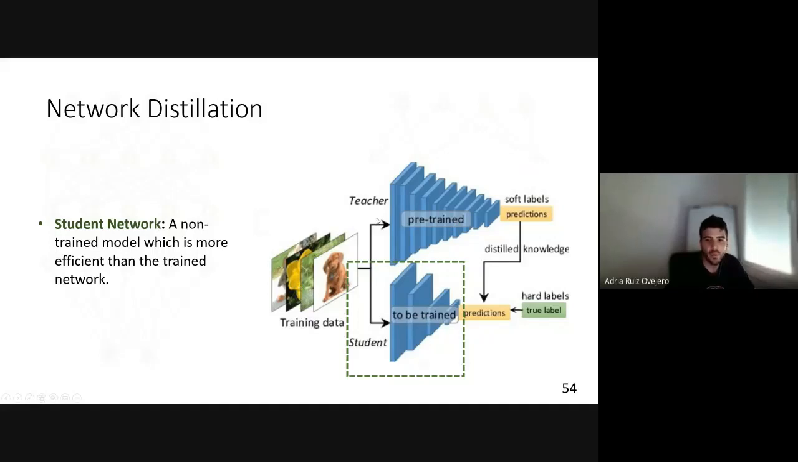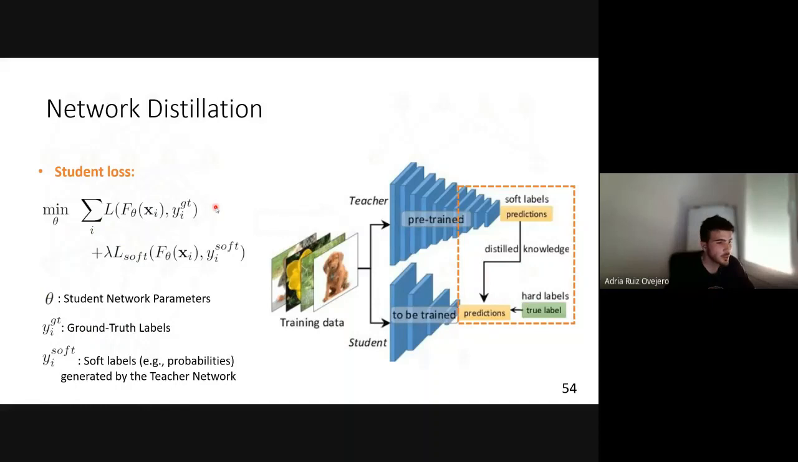The idea is that instead of simply optimizing the student network with our training data and that's it, we will want to use the teacher network to somehow provide more information, to transfer the knowledge from the teacher network to the student network, so that the student network gets better accuracy in the training set by exploiting the knowledge that this teacher network provides.